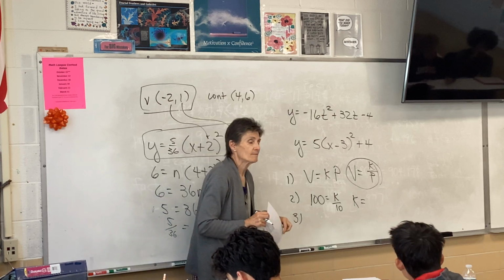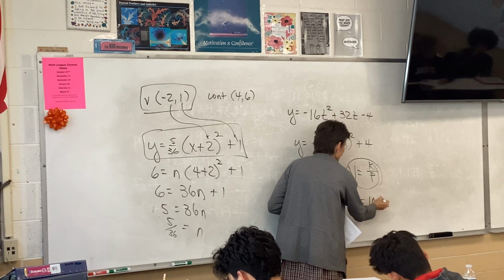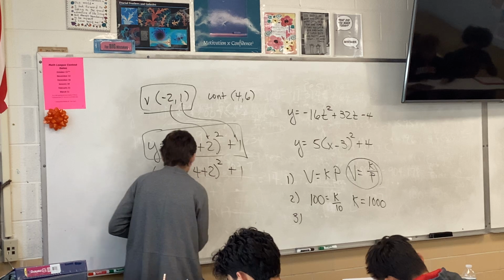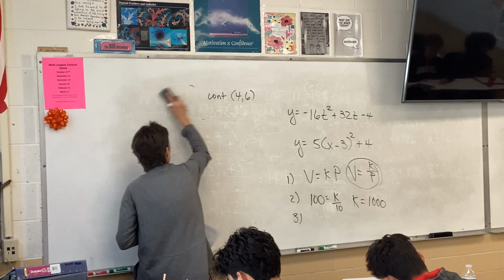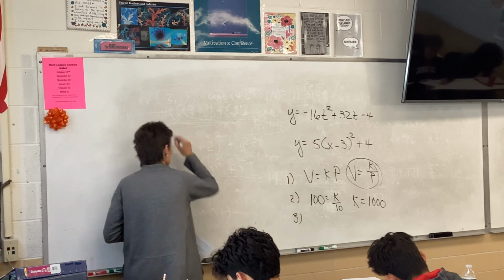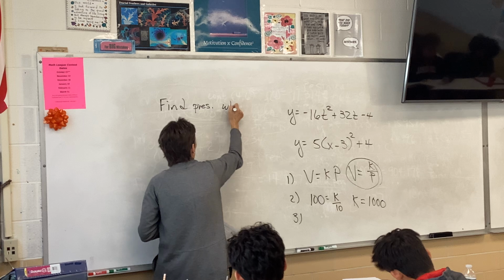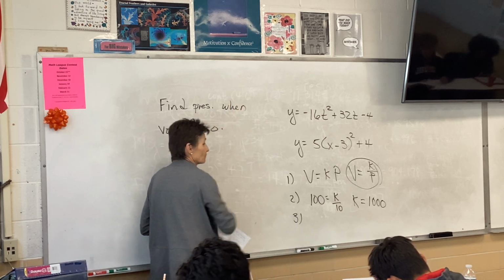All right. What's our constant of variation? That's our K. What is that? 1,000? Yes. And then normally, we have an additional question. That's what's left out of here. So let me just add another question. Suppose it said, find the pressure when the volume is 600.